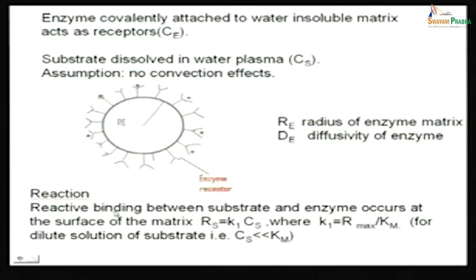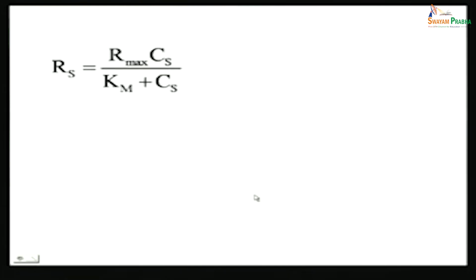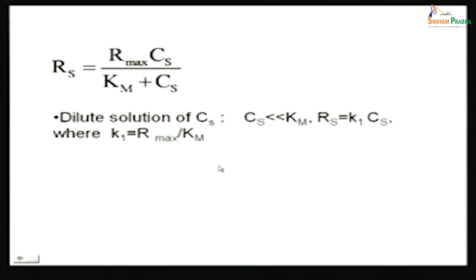So, the reactive binding between the substrate and the enzyme occurs at the surface, and we will do, as I said, two extreme cases: large concentration of substrate and small concentration of substrate. Okay. So, look at these two cases. This is my Michaelis-Menten kinetics in the limit of dilute concentration solution of CS, that is small concentration. CS is much smaller than Km, and my Rs is K1 times CS, where K1 looks like a first order rate constant, and it's R max over Km.